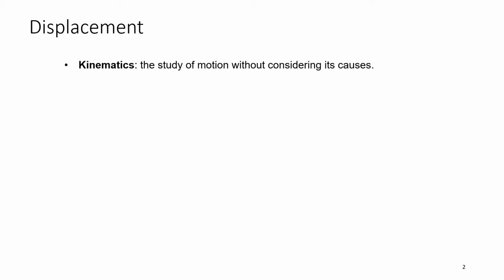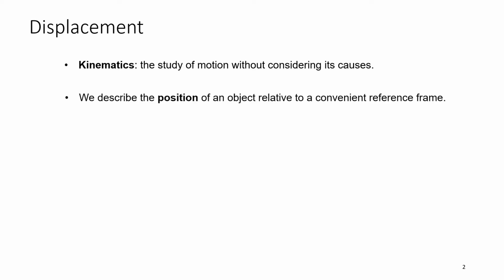In order to describe the motion of an object, we must first be able to describe its position, where it is at any particular time. This position should be relative to a convenient reference frame, which could be the Earth, or other things such as the airplane if we're considering passengers inside the plane.